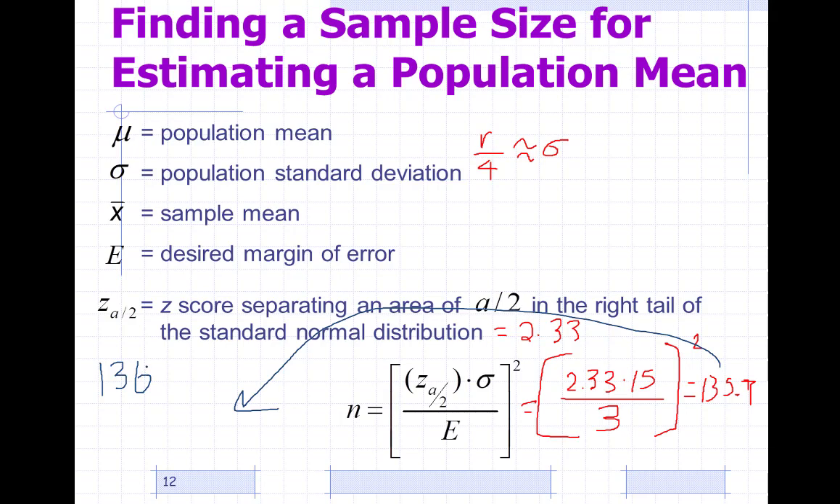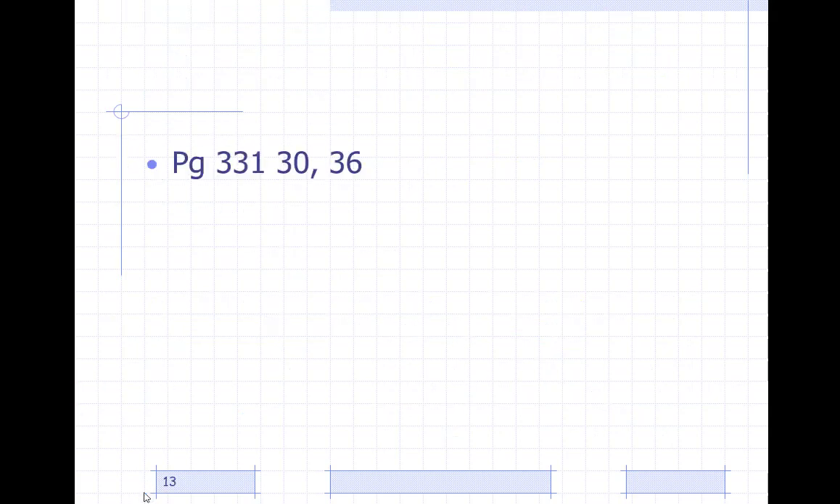Now, the question also asks, does the sample size appear to be practical? Well, we would probably be able to find a simple random sample of size 136. There are way more than 136 lawyers in the state, in the country, depends on what you want to estimate it to. So that would be a very doable deal.